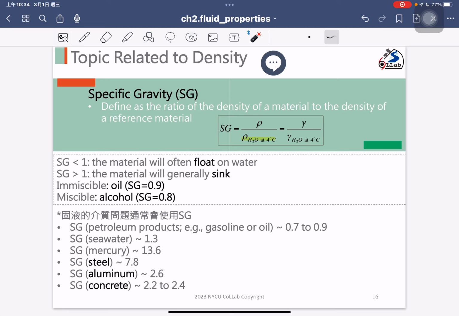Okay, so I just highlight some important materials for the SG value here. Like the petroleum product is around the number here, and seawater is 1.3, and mercury is 13.6, and steel, aluminum and concrete are especially important materials for our engineering structures. Okay, so it's still difficult to remember, but you should have some image of the ranges for the different materials.